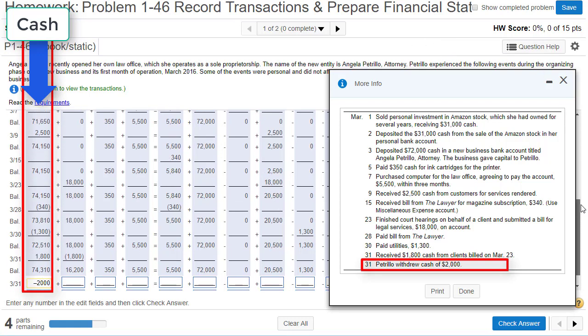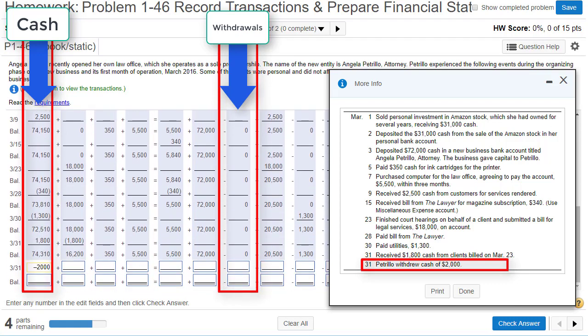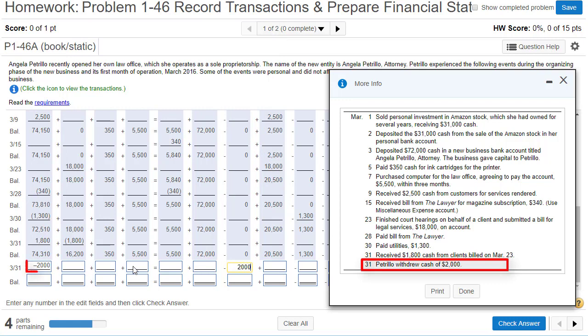Now we need to find the withdrawal column. So here's the withdrawal column. And since it was a withdrawal, we put $2,000 under withdrawals. So notice all the withdrawals have a minus in front of it. So we have negative 2,000 on the left side of the equation, and we have negative 2,000 on the right side of the equation. So the transaction balances.